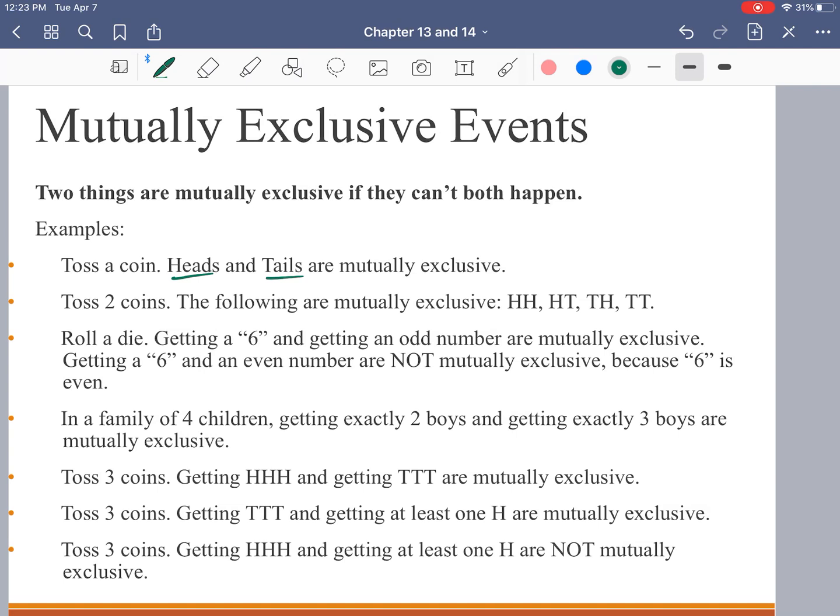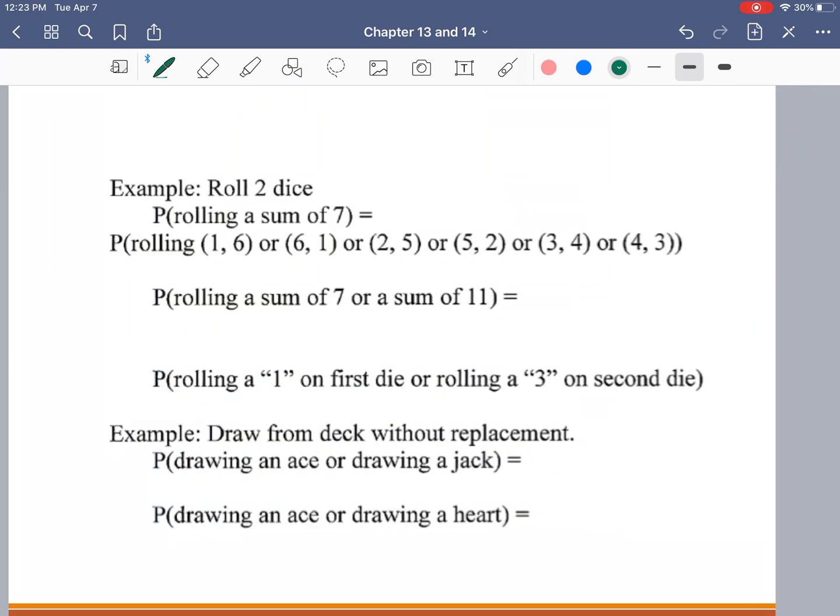So here's some examples. If you toss a coin, you cannot get a heads and a tails at the same time. If you roll a die, you cannot get a 6 and an odd number at the same time. But note that 6 and even numbers are not mutually exclusive because 6 is an even number. And there's a few other options there. Okay, so we already know the probability of rolling a sum of 7 is 6 out of 36.